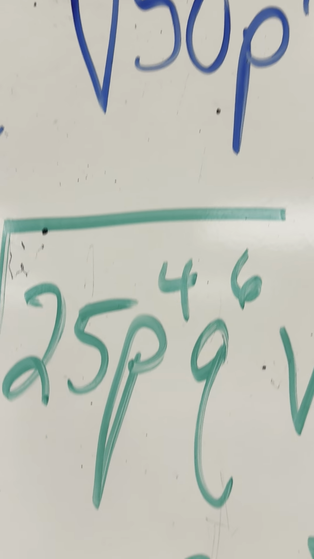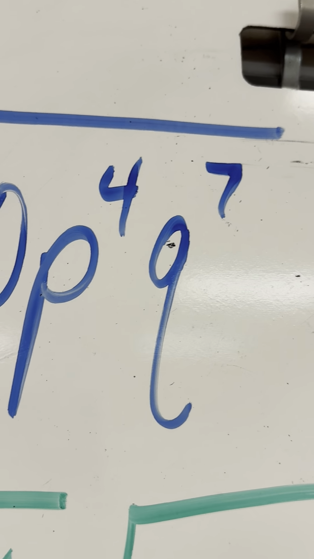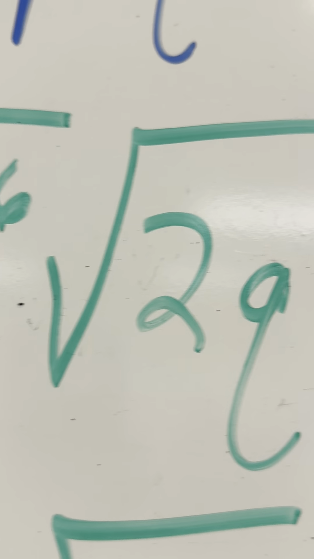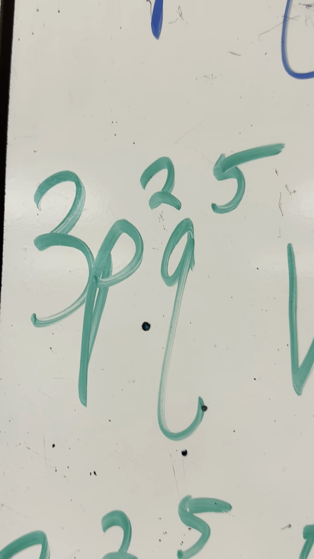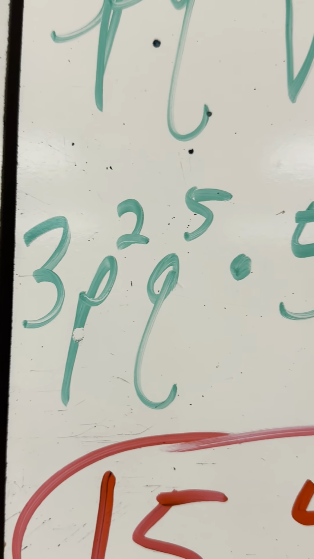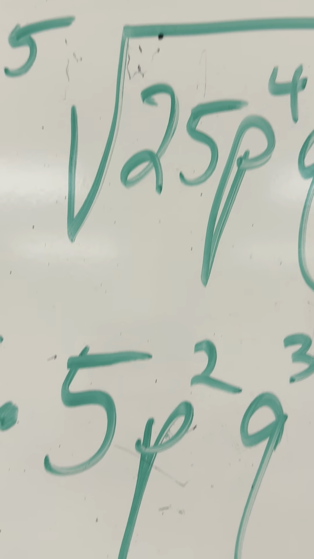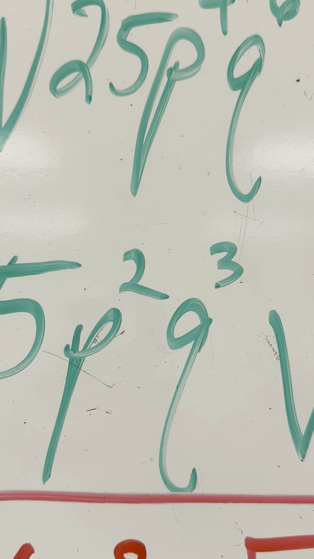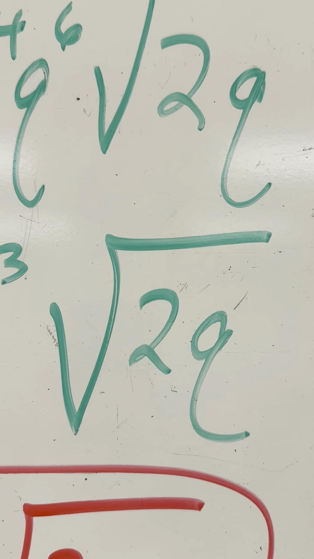p to the 4th, I'm just going to leave it, p to the 4th. q to the 7th, I can't take the square root of q to the 7th, but I can take the square root of q to the 6th times q. So now, once again, I still ignore this 3p to the 2nd, q to the 5th. Just rewrite it. Okay? And now I say, what's the square root of 25? That's 5. Square root of p to the 4th, q to the 6th is p to the 2nd, q to the 3rd with the square root of 2q.